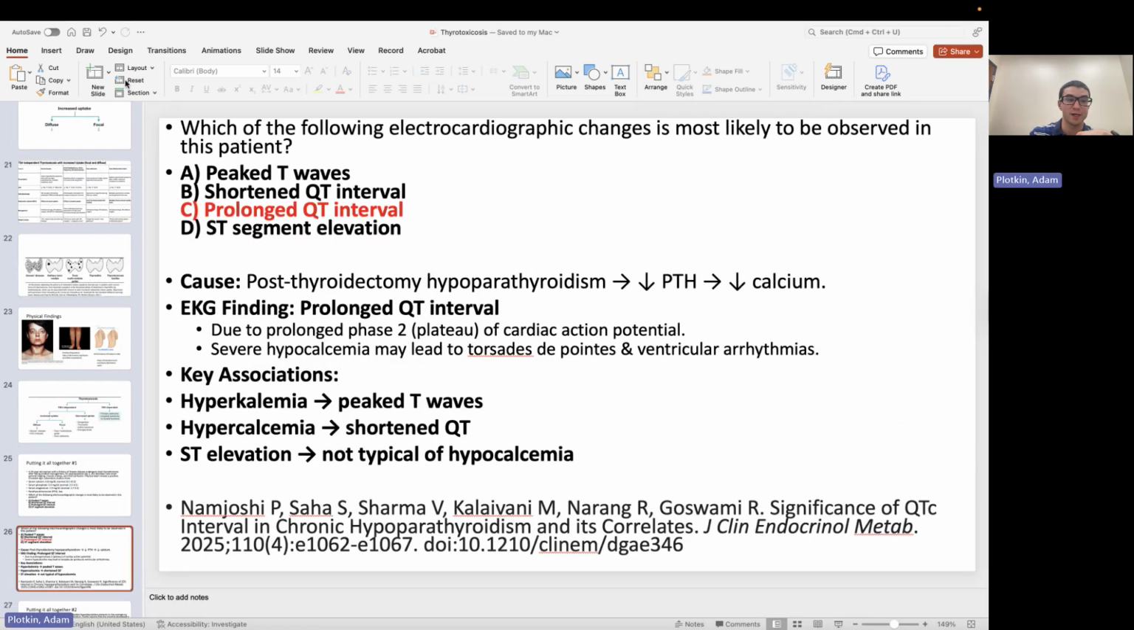So in this case, when I have very low calcium, we're going to see prolonged QT, right? This occurs due to the prolonged phase 2 of the cardiac action potential, which can then cause a prolonged QT interval. So the way you think about it is low calcium causes long QT, high calcium causes short QT. Again, when the calcium's really low, it prolongs phase 2 of the cardiac action potential and causes that long QT. Low calcium, long QT. High calcium, short QT.